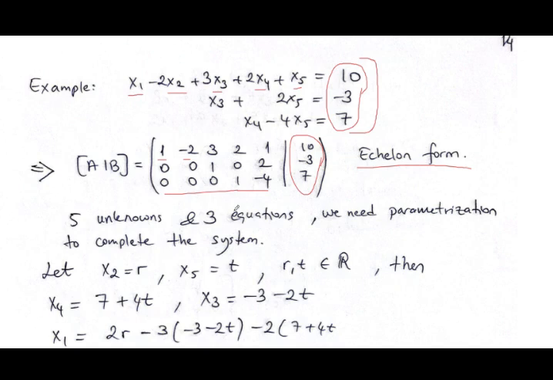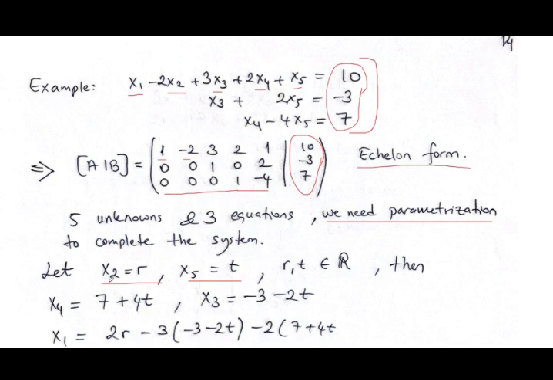Back to this augmented matrix, actually we have infinitely many solutions because, as we have seen, the number of unknowns is more than the number of equations. So in order to complete this system, we use parametrization. Parametrization helps us to complete the system by introducing extra equations with respect to some scalars that are unknown. For example, in order to complete this system, I need to introduce two more equations.